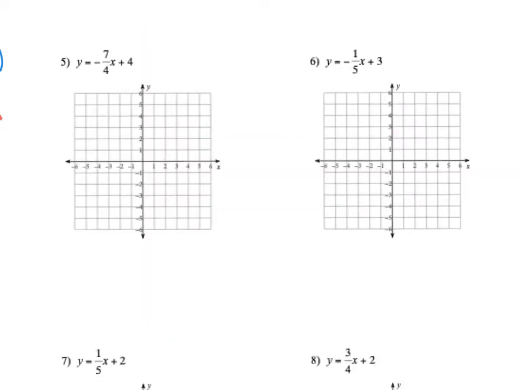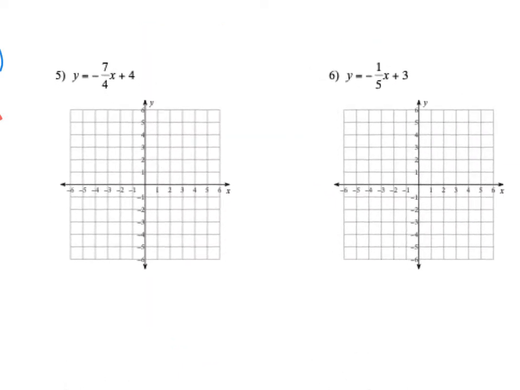Okay, so we're going to try 2 more. For number 5, I'm going to begin at 0, +4. Remember, my beginning point is always going to be that last number by itself with no x, because whenever we think of slope-intercept form, we have y equals mx plus b. b is that last number by itself, and it stands for where we begin. My slope is my number in front of x, or -7/4.